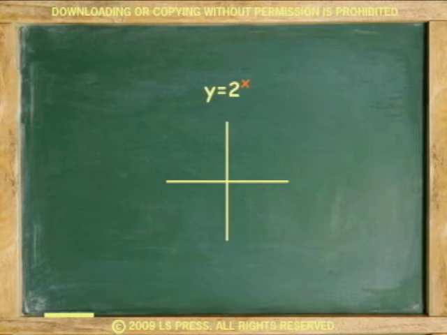Making the exponent the variable, the shape is a curve that climbs or increases rapidly. Naturally, we call this type of curve exponential growth. This particular equation is y equals 2 to the x.